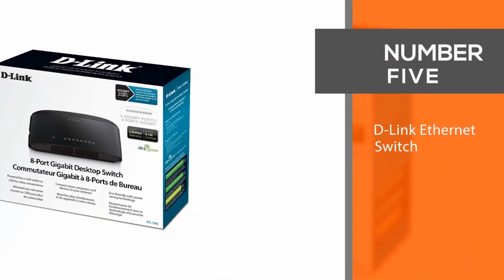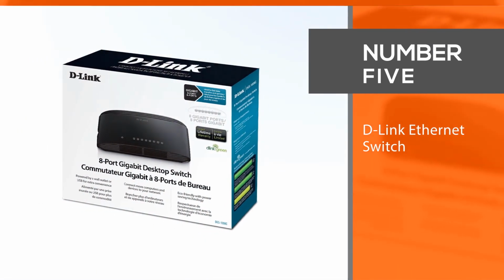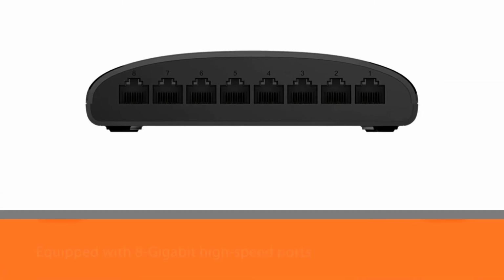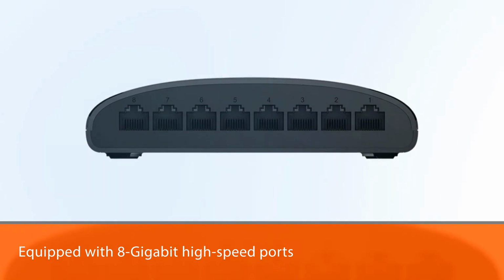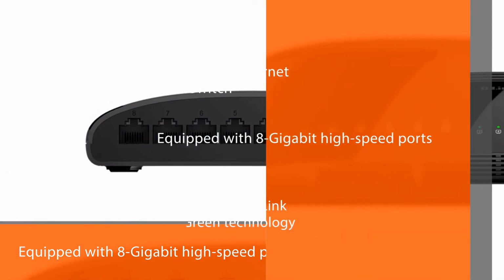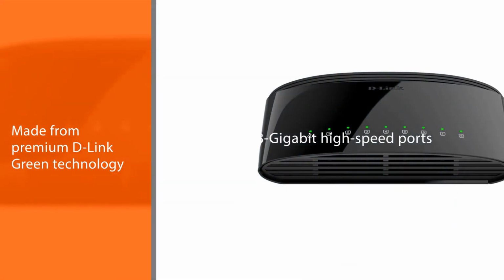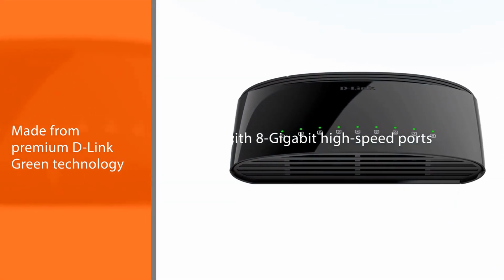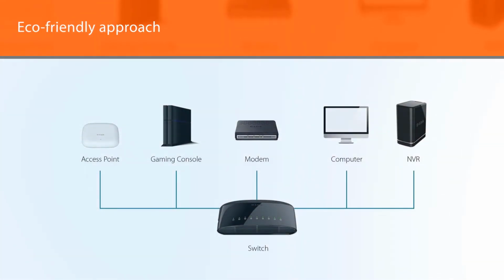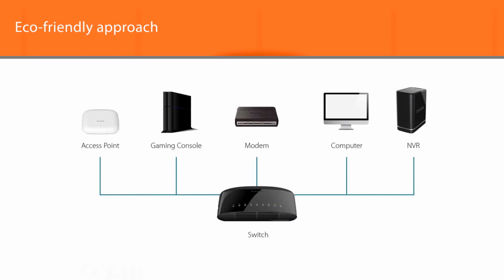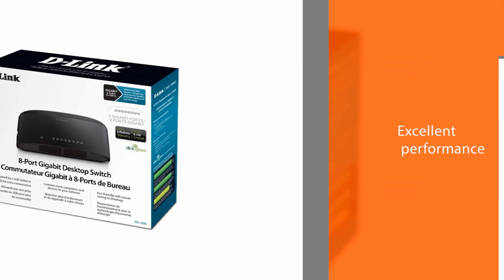Number 5. D-Link Ethernet Switch. This stunning black switch doesn't only wow us in style, but it outperforms many other switches in performance and reliability as well. The D-Link DGS1008G is equipped with 8 gigabit high-speed ports made from premium D-Link green technology. Its low-price eco-friendly approach and excellent performance make it one of our top choices when choosing the best Ethernet switch.